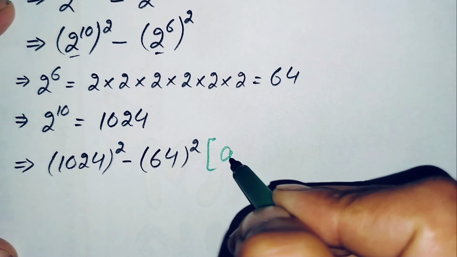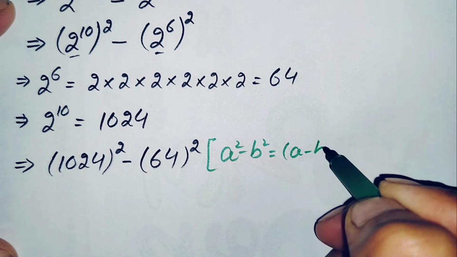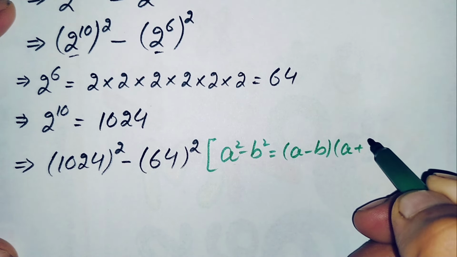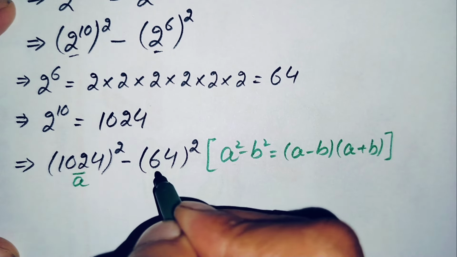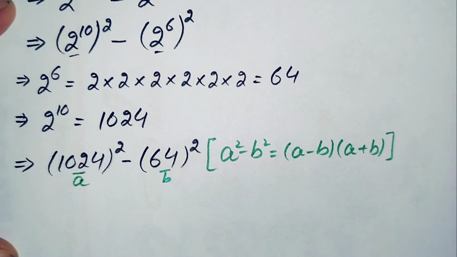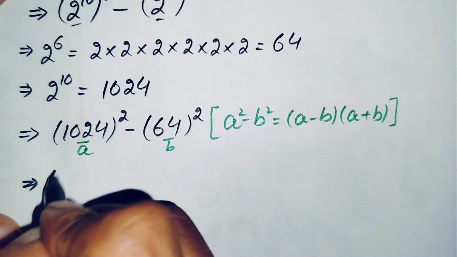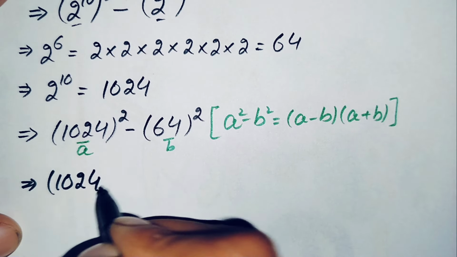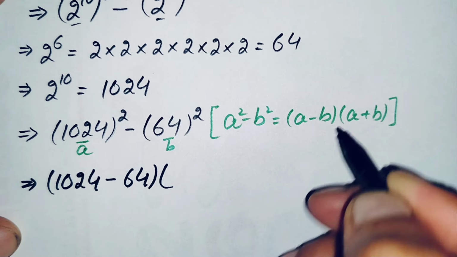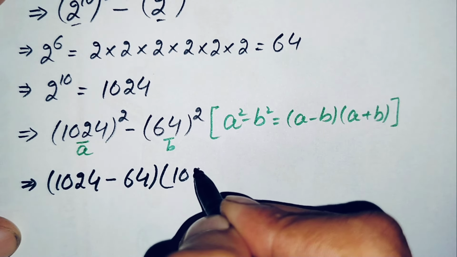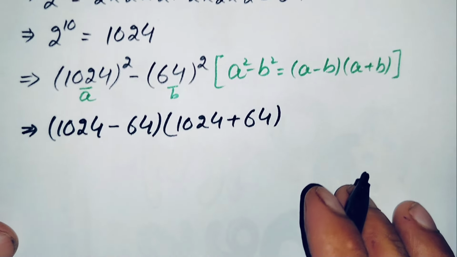So here we will use this one identity, a square minus b square, which is equal to a minus b times a plus b. So using this identity here, this is a, 1024, and this is b, 64. So this equation will become 1024 minus 64 times, and the second number will become 1024 plus 64. Now let us subtract and add these two numbers.